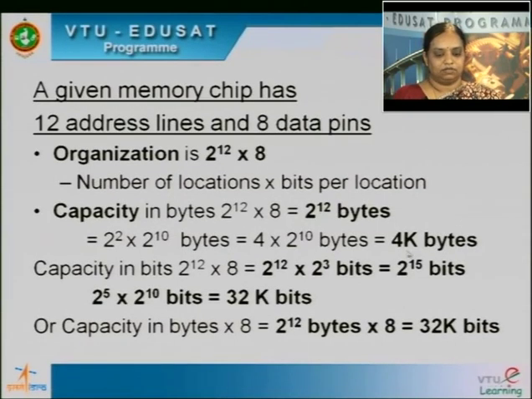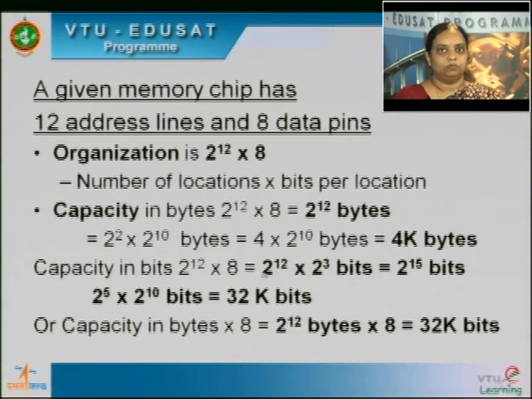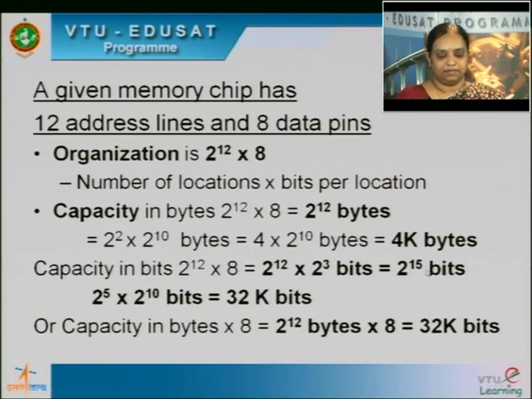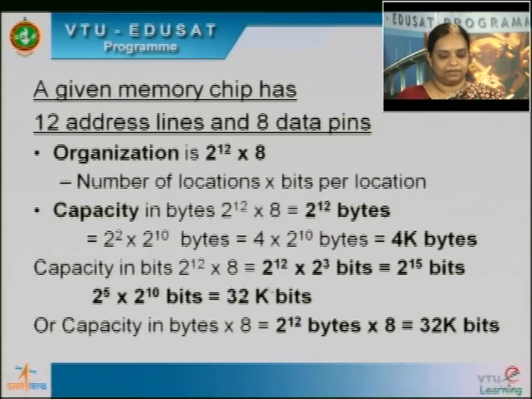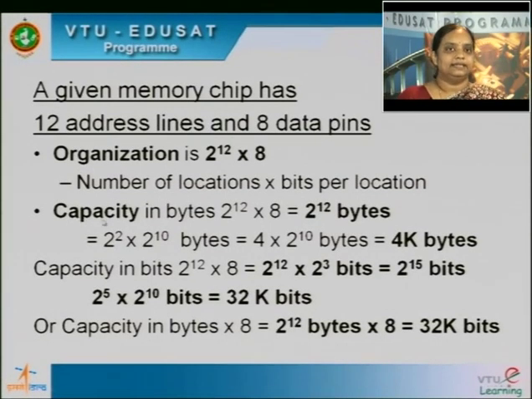Same capacity, instead of saying in terms of bytes, we can express it in terms of bits. To express it in terms of bits, whatever we have, 2 power 12 into 8, express 8 as 2 power 3. So 2 power 12 into 2 power 3 is 2 power 15 bits. Now split up 2 power 15 into 2 power 5 into 2 power 10. So this 2 power 5 is 32 and 2 power 10 is k. So the total capacity is 32k bits. Or capacity in bytes, as we know, is how much? 2 power 12 or 4k bytes. We have the capacity in bytes already. That you multiply by 8, I get the capacity in bits. So these are the various ways of calculating the capacity.